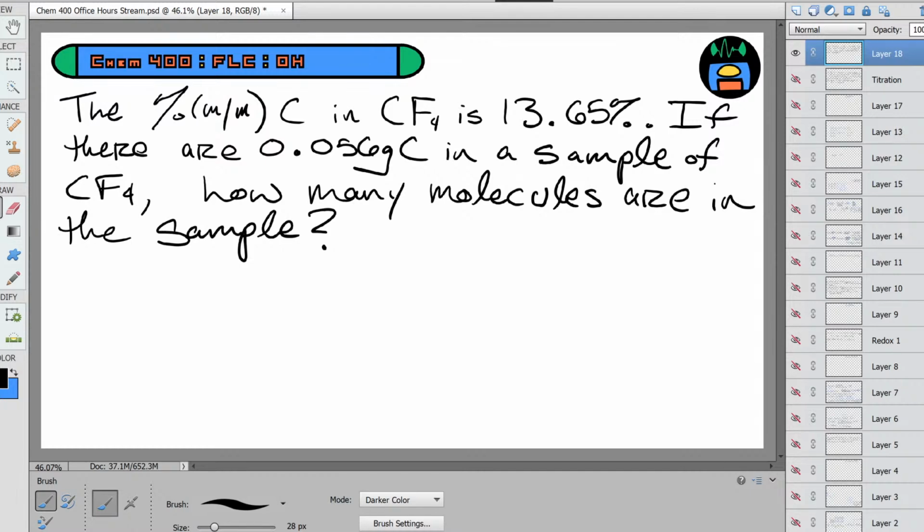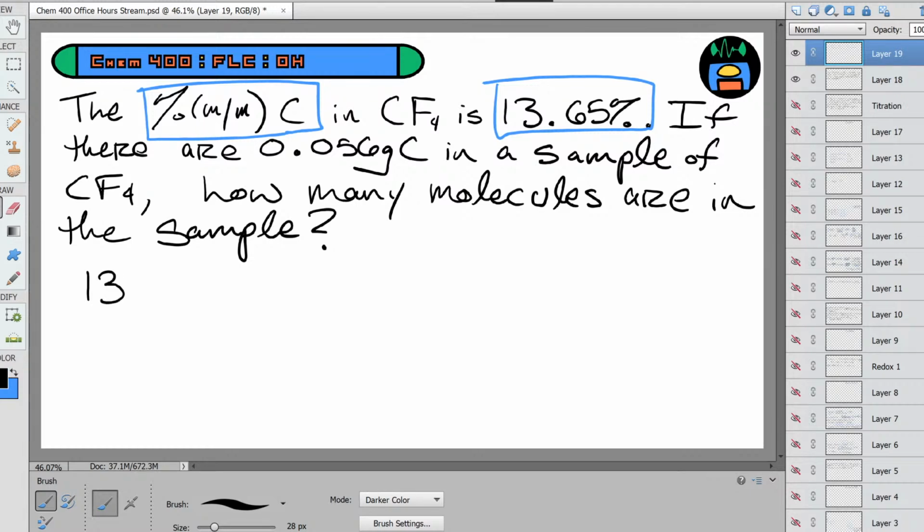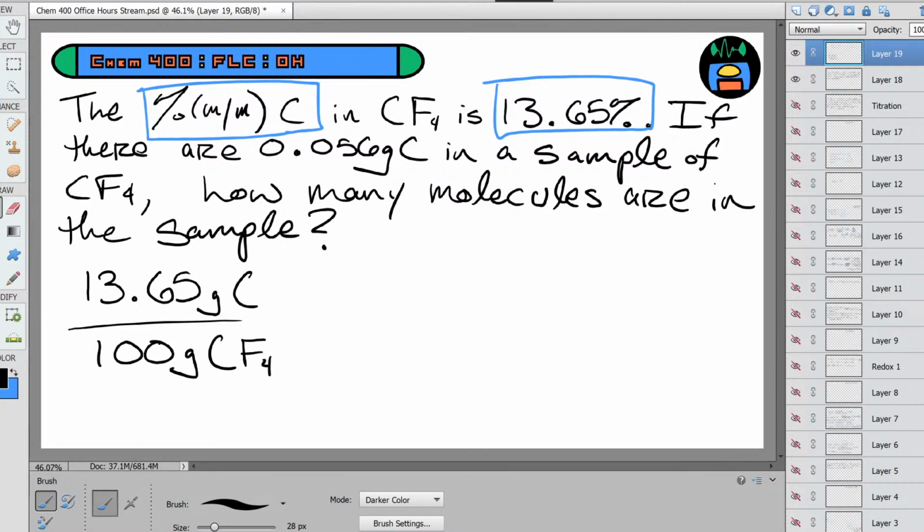All right, Ashley. So when we look at this, here's the key to solving this problem. It really is understanding what percent mass means. It means that in a sample of 100 grams, 13.65 of those grams are going to be carbon out of 100. Sorry. Out of 100 grams of CF4.